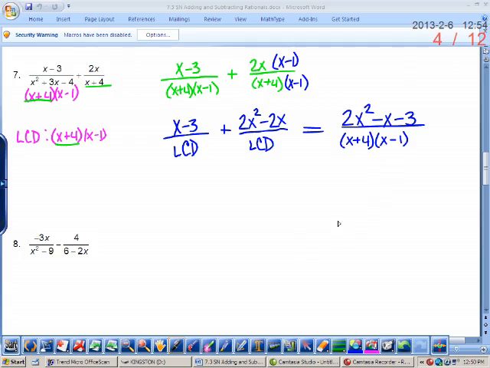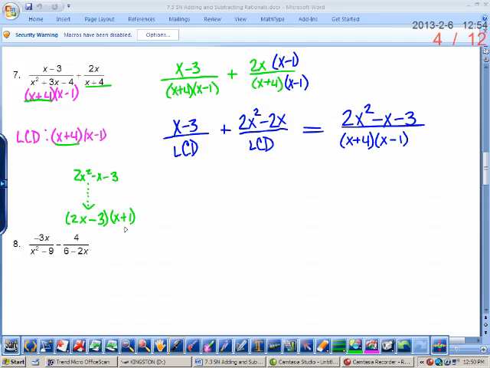Okay? So I would come over to the side, and I would say 2x squared minus x minus 3. And I'd go through my factoring steps. I know you can take the time to factor this, but I'm going to go ahead and tell you what it factors into, okay? It factors into 2x minus 3 and x plus 1.